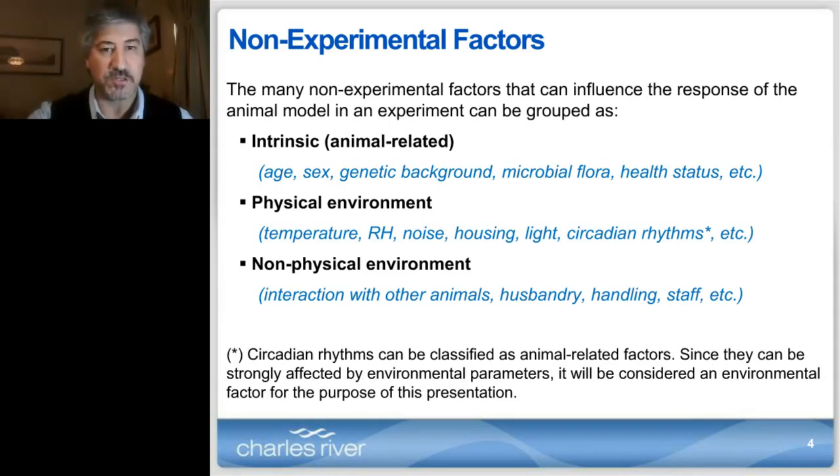And obviously the non-physical environment, so these parts of the environment that are non-physical, actually can or may influence the results. And I mean things like the interaction with other animals, even of the same species or of different species, the husbandry procedures, the handling of the animals. This is very, very important, and I'm going to show you in a minute a few examples to illustrate this. Also the staff, we have husbandry staff, animal caretakers, scientists, technicians performing experiments. All that is going to influence the results. It's going to have an impact on the data that we collect from the animals.